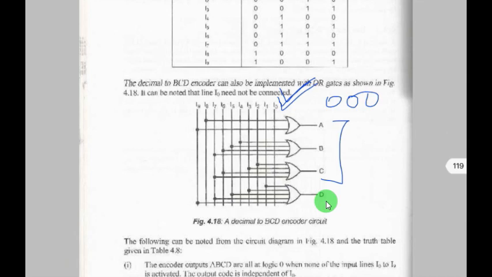We are saying that I0 has 2 possible states, on or off. So when you turn I0 on, the code for I0, which is minterm 0, is 0, 0, 0. So you will get the outputs as 0, 0, 0. Now tell me something. If you turn on I7, what will be the output at A, B, C?